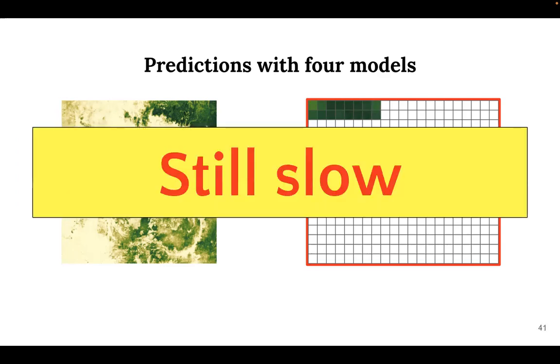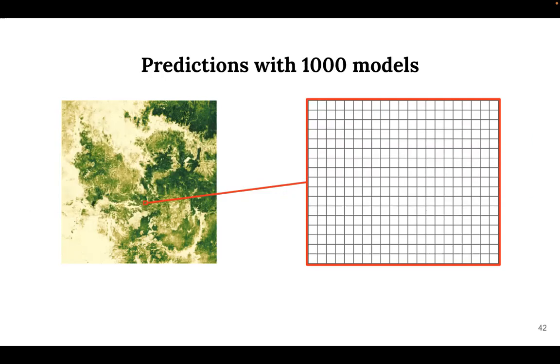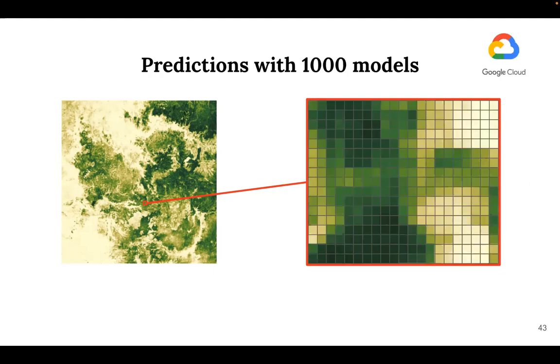Think about this map. It has a whole bunch of pixels. So when we're dealing with millions and millions of pixels potentially for large regions, we have to make predictions with thousands of models. That's what we do, and that's what we're able to accomplish with Google Cloud. Right away, we can make predictions for this entire tile, saving us a whole bunch of time.